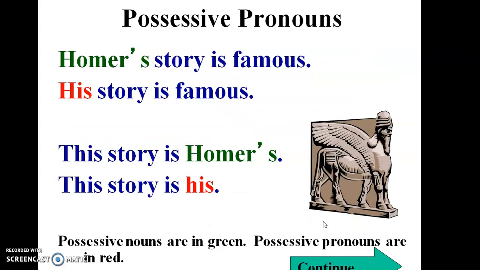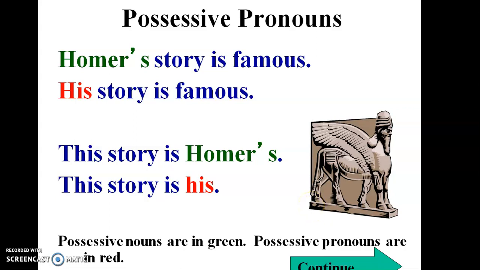And then possessive nouns are made with the apostrophe and the s. Yes, Homer's, for example: Homer, then apostrophe, then s. Homer's story is famous. His story is famous. The story is Homer's. The story is his also.